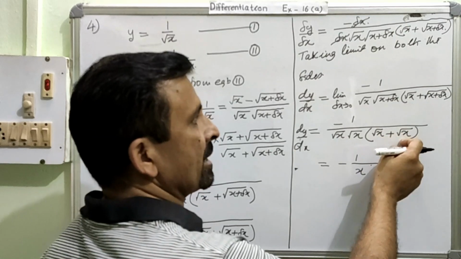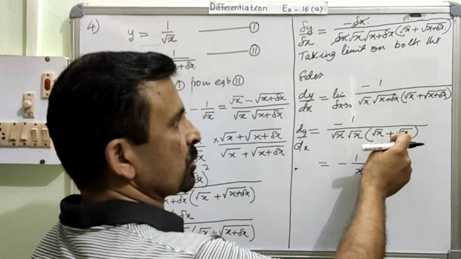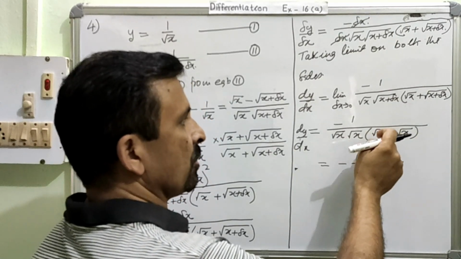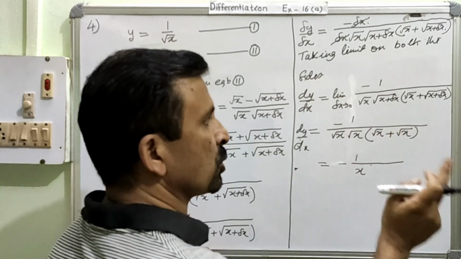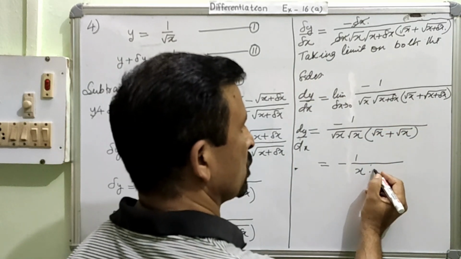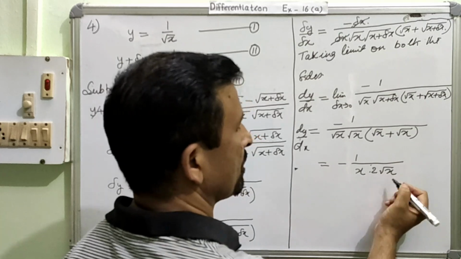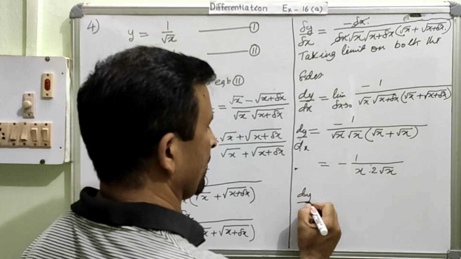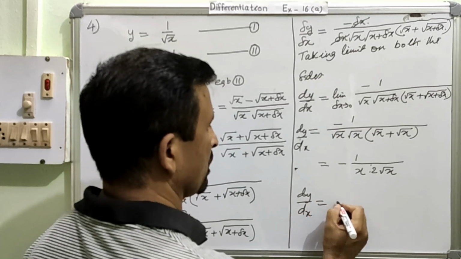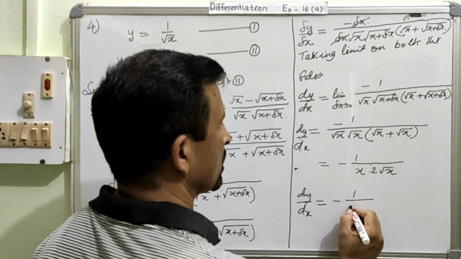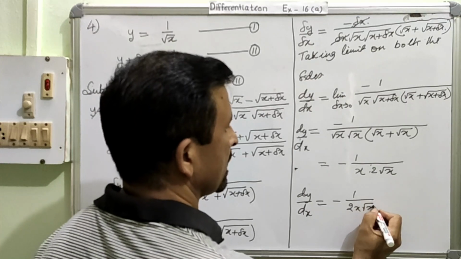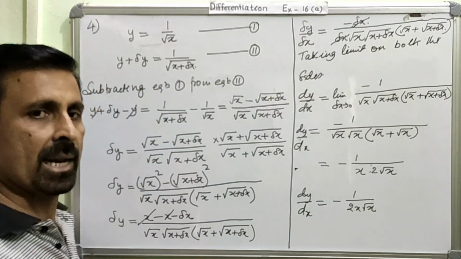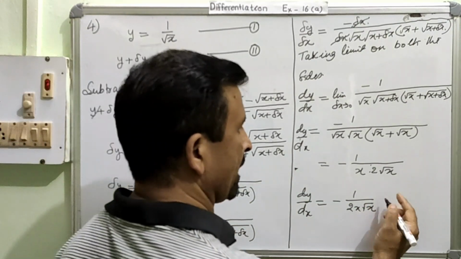So in that case, we will simply add, and the coefficient of this one is 1, the coefficient of this one is 1. So root x plus root x will become 2 root x. This is 2 root x. Am I very clear? So your final answer could be dy by dx is equal to minus 1 over 2x root x.